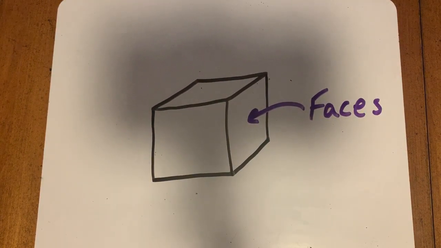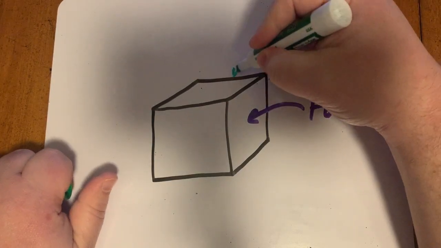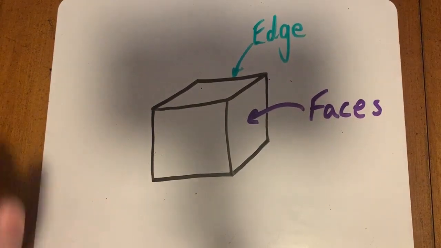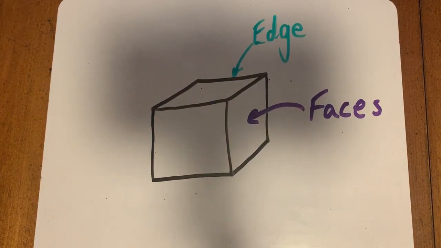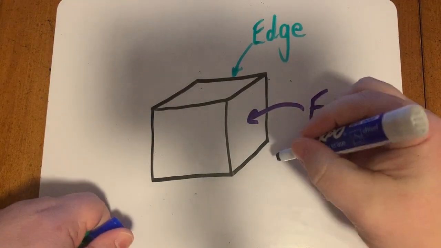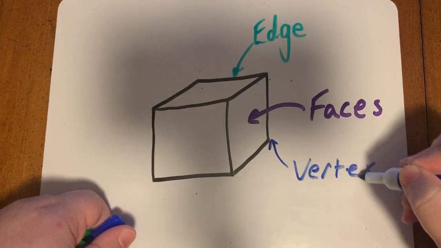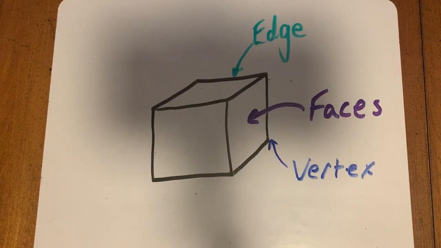Where two polygons meet in a polyhedron, that segment is called an edge. And where two edges meet, that point is a vertex. So for a cube, we have 6 square faces, and all of the edges are the same length. There's 12 of them. And the vertices are just points. There's 8 of them.